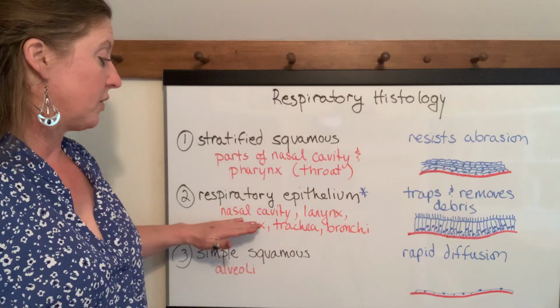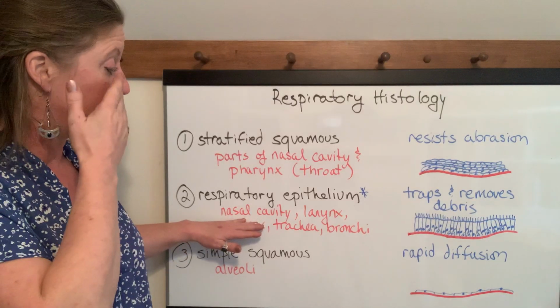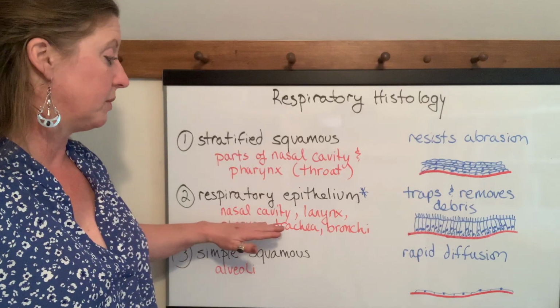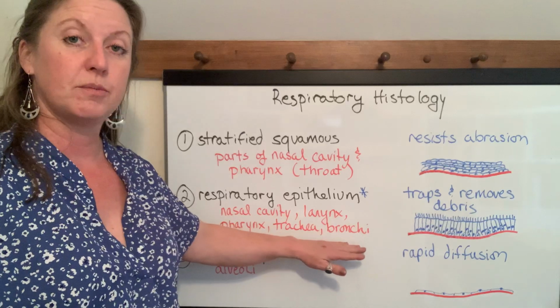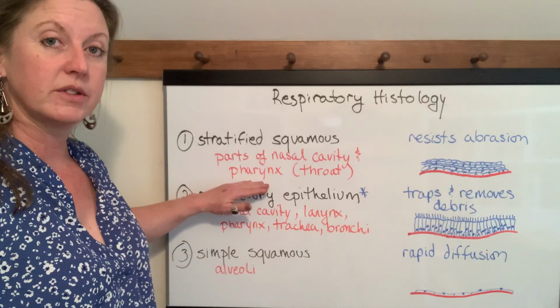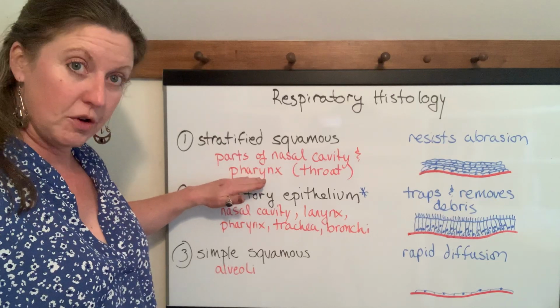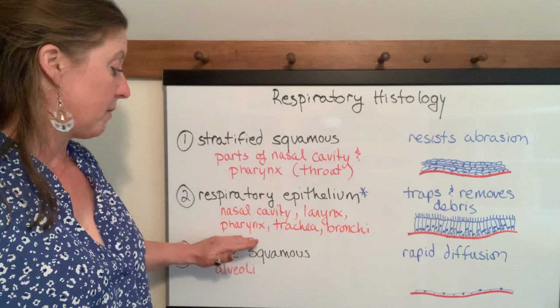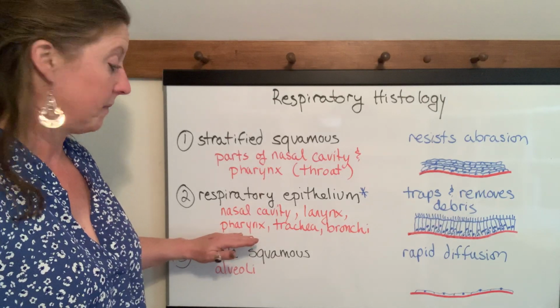We find respiratory epithelium in the nasal cavity, the part of the nasal cavity that's behind the vestibules, in the larynx, in the pharynx, trachea, and bronchi. Now, I've got pharynx here and pharynx here. There are parts of the pharynx that are shared with the digestive system. Those have stratified squamous. There are parts of the pharynx that are not shared, and those have respiratory epithelium.